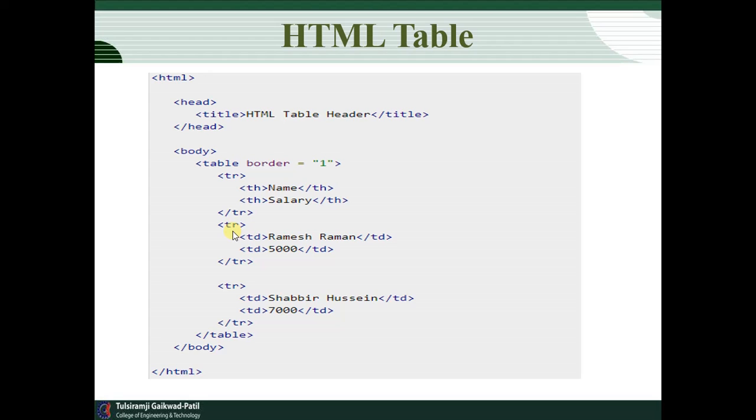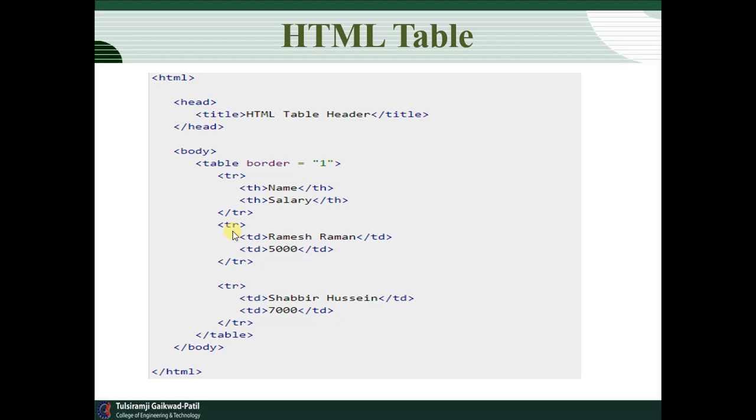Now we need to insert the data. Again we need to open the tr tag to insert the second row. Then in that, we have the table data, that is Ramesh and the salary. Table heading is indicated by the th, and the table data is indicated by the tag called td. Again it's required to open and close it.